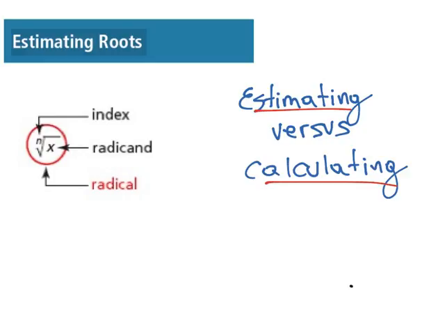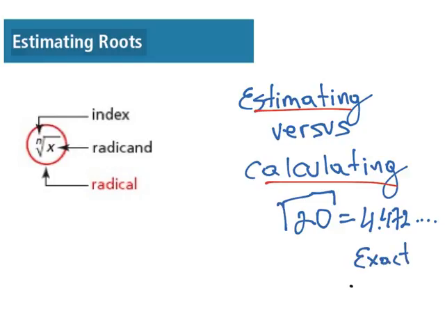Let's first compare the meaning of estimation versus calculation. Estimation is approximation of what the actual value is. For example, if you calculate the square root of 20 on your calculator, you get the value of 4.472, and it goes on and on. This is called calculating, and this is an exact value if we have all the digits of this irrational value. What an estimation is, is that if I estimate root 20, it's approximately 4. That's what an estimation is.